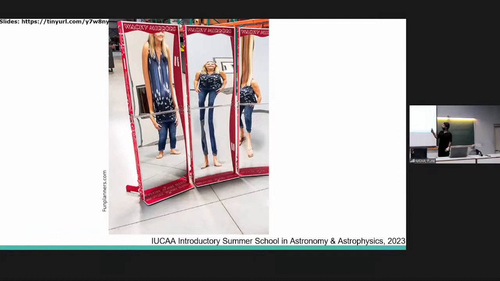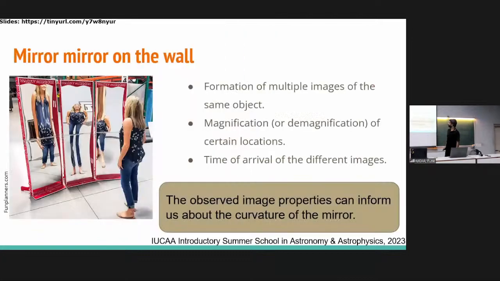Okay? So that is what we are going to do. So this is like mirror on the wall. You can see formation of multiple images. You can see magnifications and demagnifications happening at different places. And then the time of arrival between each of these different images is different. Right? So then these are some of the observable properties of these images that you can see. Okay? And so what we would like to know is, if you only observe these properties of these images, can you deduce something about the mirrors that are causing these distortions?